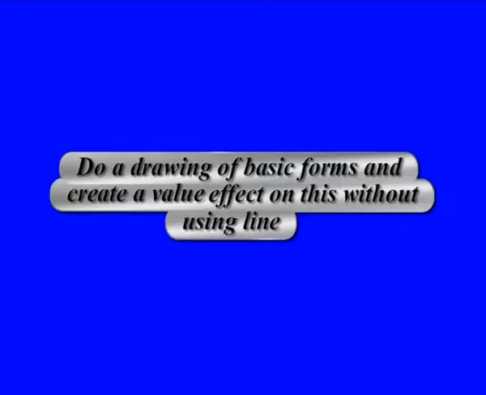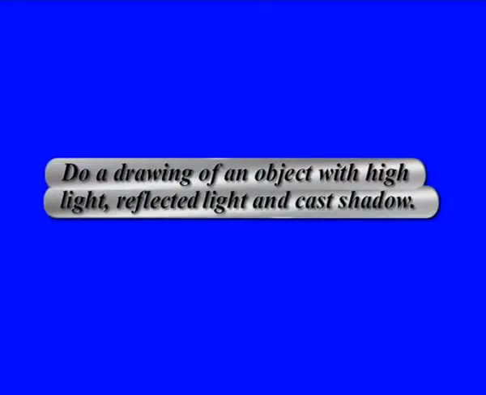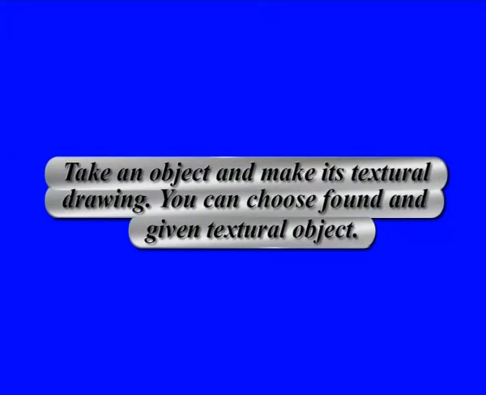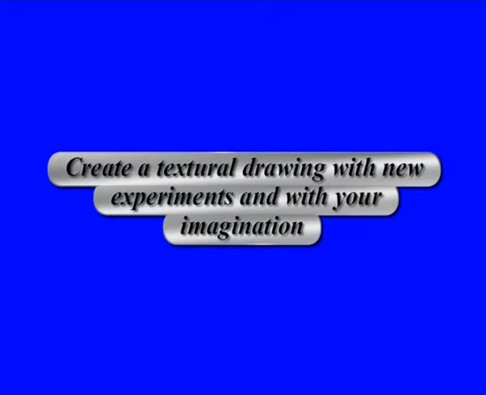Assignments. Do a drawing of basic forms and create a value effect on this without using line. Next, do a drawing of an object with highlight, reflected light and cast shadow. Take an object and make its textural drawing. You can choose found and given textural object. Create a textural drawing with new experiments and with your own imagination.